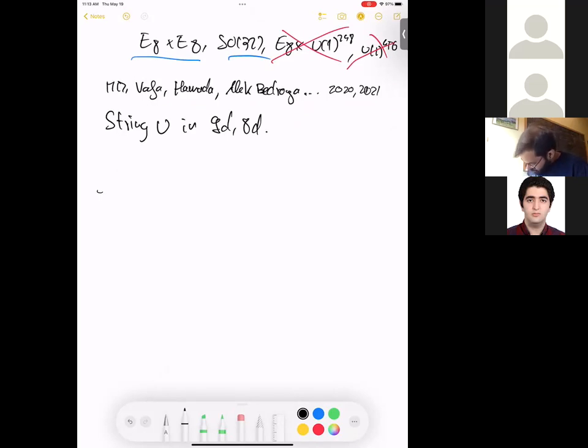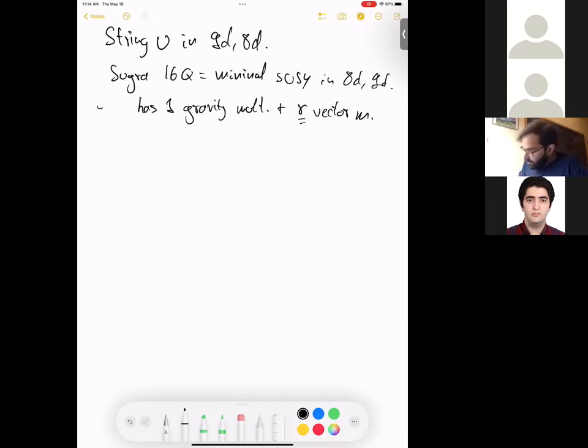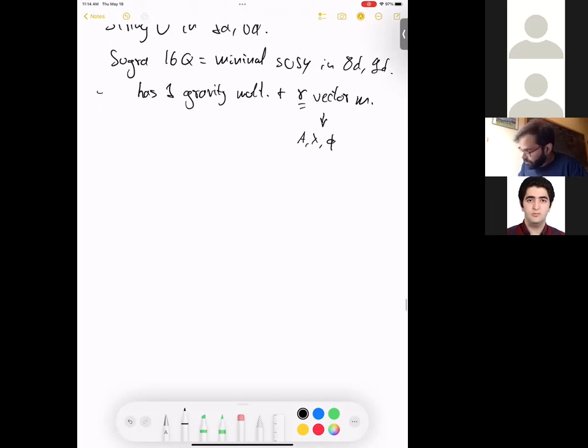So if you remember, I told you the other day that any supergravity with 16 supercharges, which is minimal SUSY in 8D and 9D, has one gravity multiplet plus a number R of vector multiplets. The content of the vector multiplet is a bit different in 8 and 9 dimensions. So there's a vector, a gaugino, there's also a scalar transforming in the same representation. But other than that, it's the same.